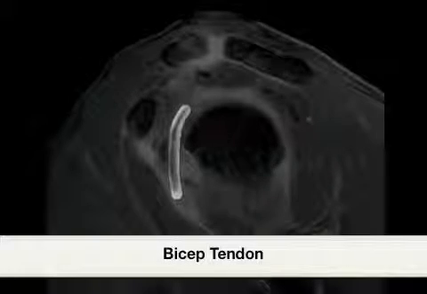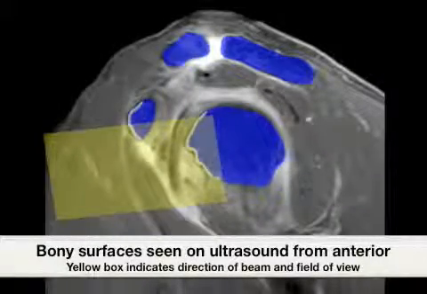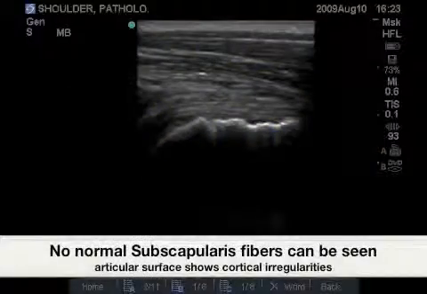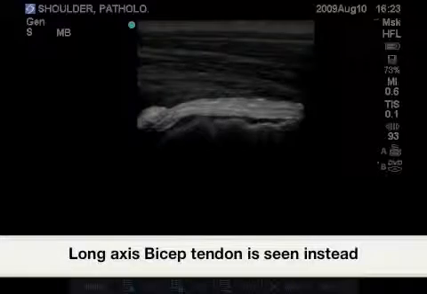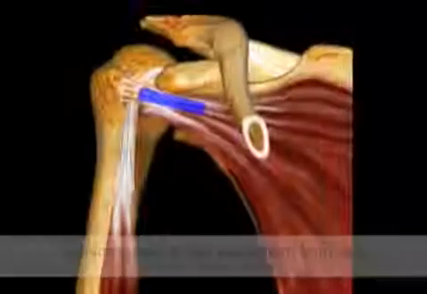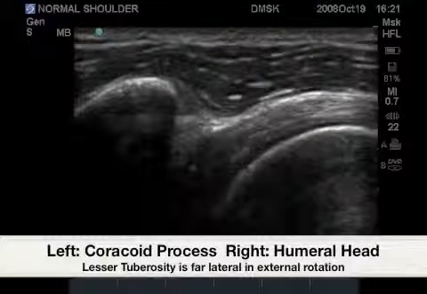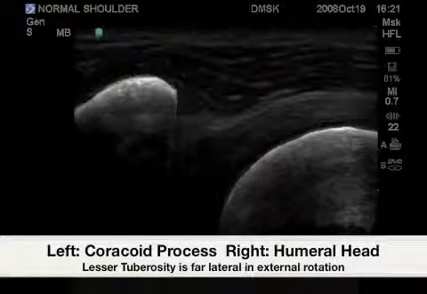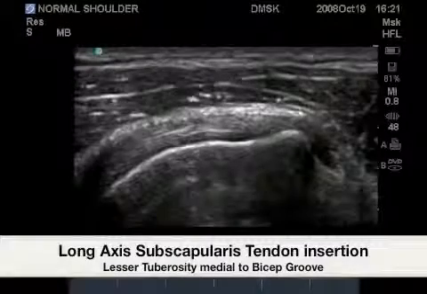Here in the yellow box would be our general field of view with the surface anatomy in white. Here we have the bicep tendon in long axis where the transverse subscapularis tendon should be resting over the anterior humeral head. Long axis of the subscapularis tendon is generally found by locating the coracoid process, shown here on the left, and the anterior humeral head on the right. Externally rotate the arm, revealing the lesser tuberosity, becoming a very, very lateral structure.